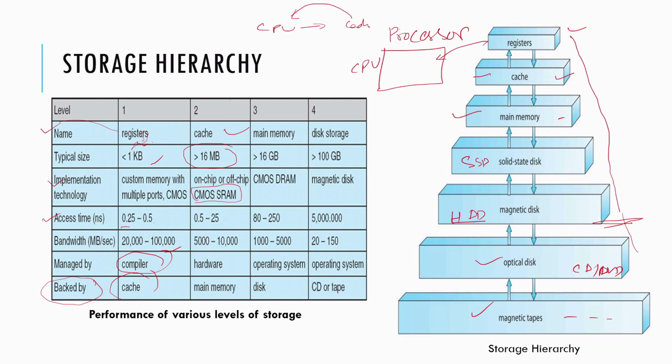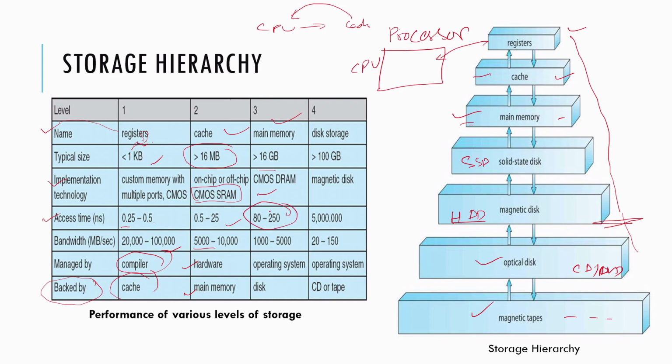So here we have the access time of 0.5 to 25 nanoseconds, and the transfer rate, you can see here, bandwidth is 5,000 to 10,000 MB per second. So it's a hardware implementation managed by hardware, and it is backed by the main memory, that is the RAM. We can see here the main memory is greater than 16 GB maybe, and this implementation technology is done by the CMOS DRAM, that we call the dynamic RAM.